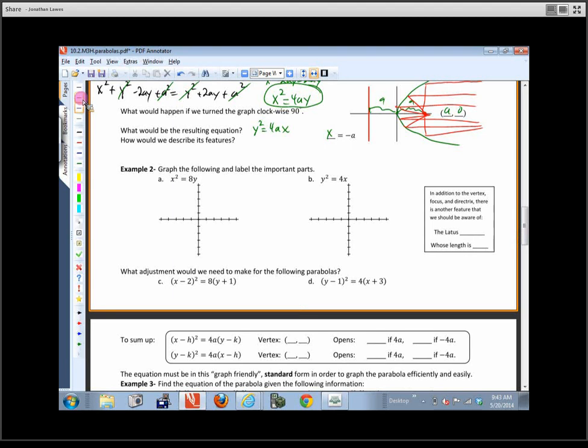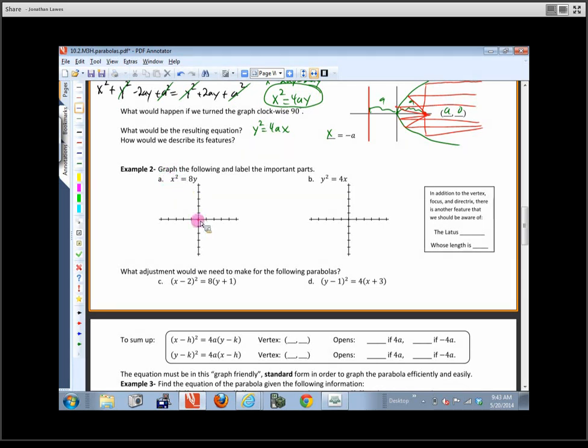Okay, so let's go ahead and do a quick graph right here. Graph the following and label the important parts. First of all, you want to look at this and think to yourself, oh, that's a parabola. I know it's a parabola because it's got one squared variable. Then you want to figure out which direction it opens. You'll notice that both of these are positive. If x is squared, it's going to open either up or down. So this one's going to open up.